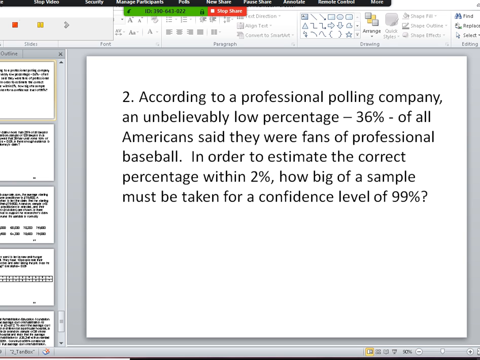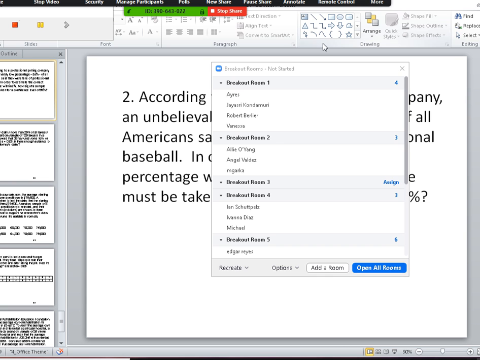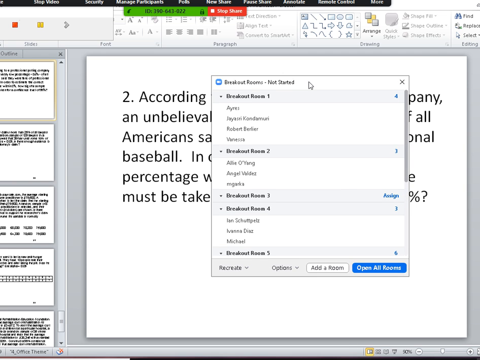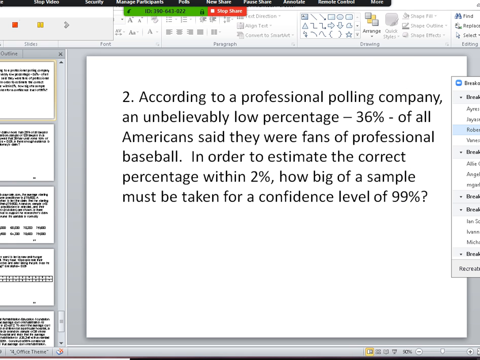And I will go ahead and open up your breakout room. So whenever you're done copying these, you can go to your breakout rooms and start working on them. And I'll give you guys just a few minutes for these.